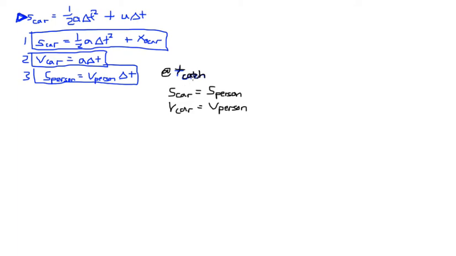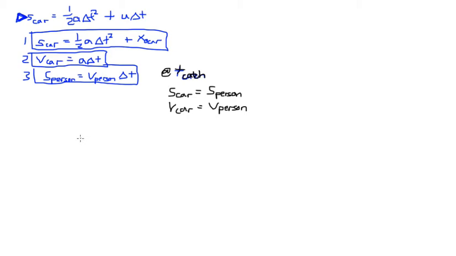That's what happens at t-catch. So at that time, we know that the person is at the same position and the velocities are the same as well. So what are we going to do now? I'm going to just start putting some equations together now.